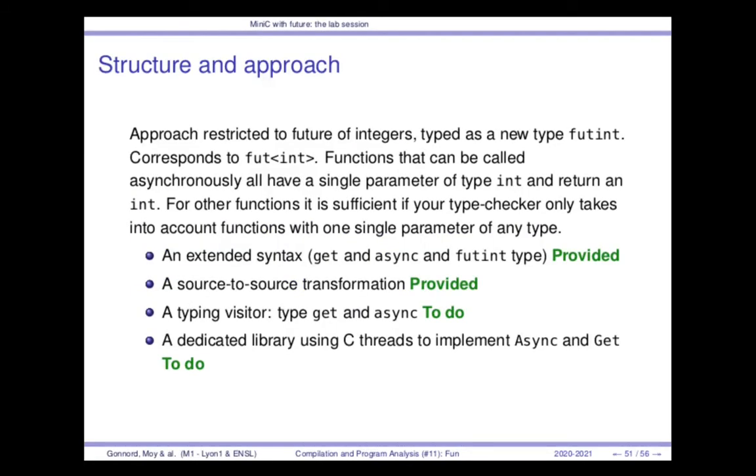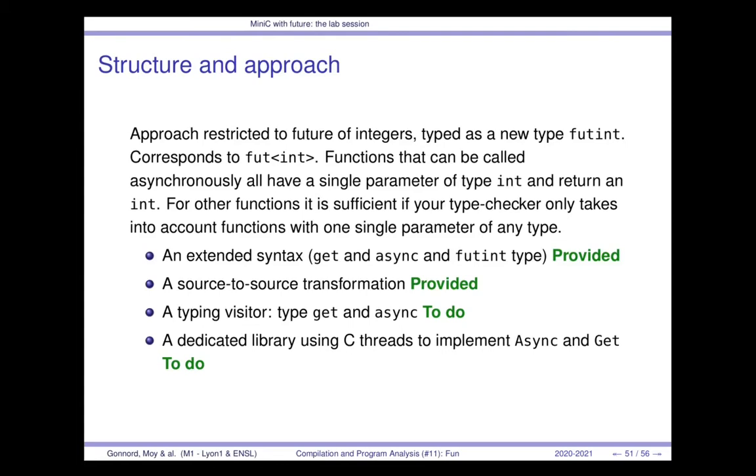So here is the global structure and approach we want to follow. First of all, we'll restrict ourselves a bit and just have futures of integers, typed as a new type future int. It will avoid us having to reason on parametric types. Of course, you could implement that, but that's not the basic approach. We restrict ourselves so as to get into the real difficult stuff from the beginning and to have something that works rapidly.